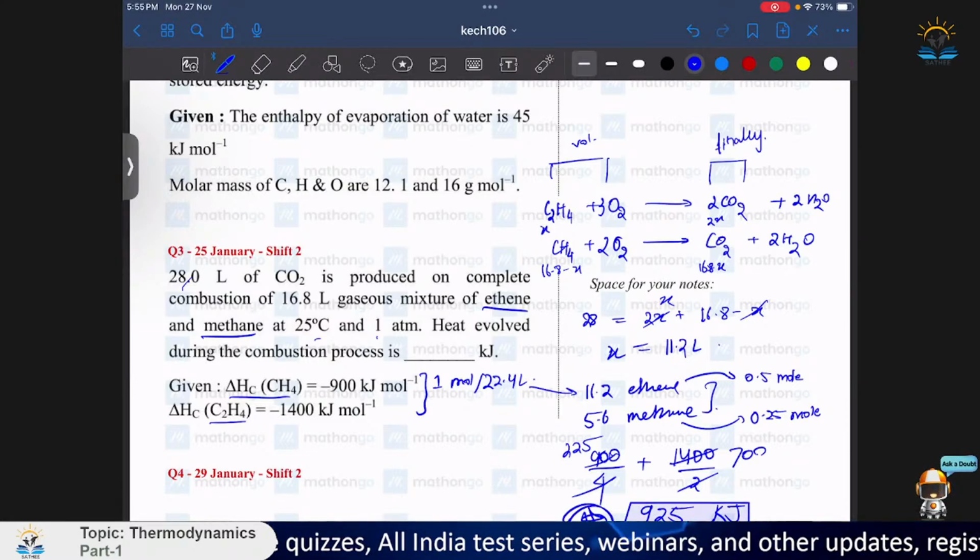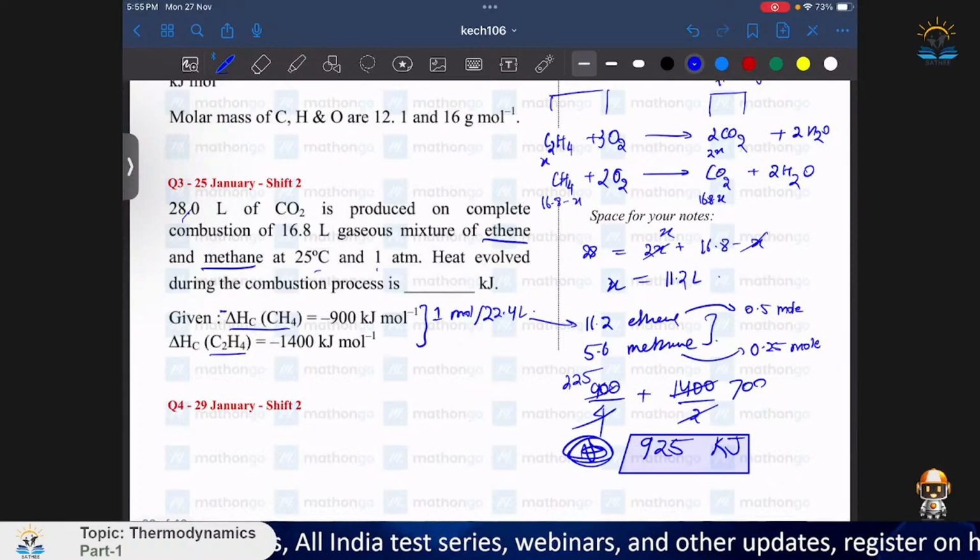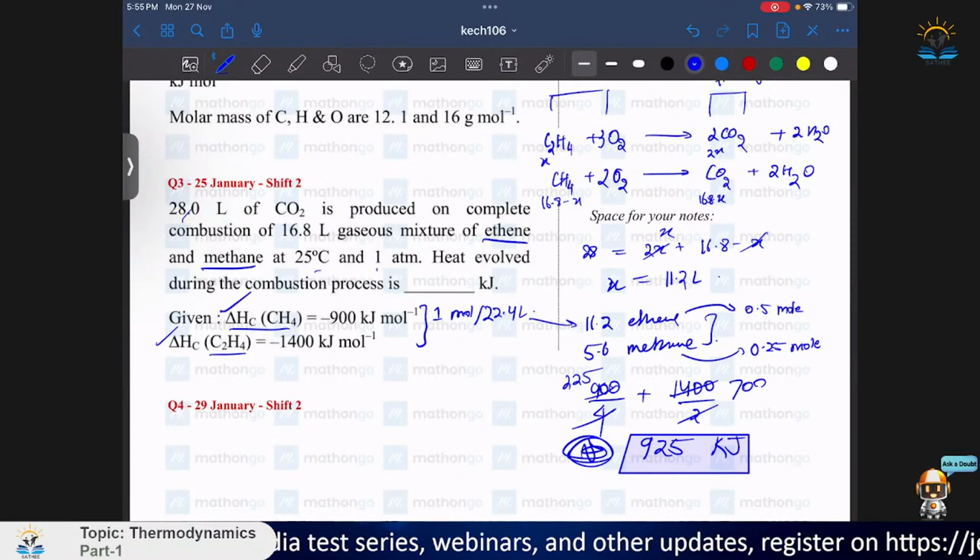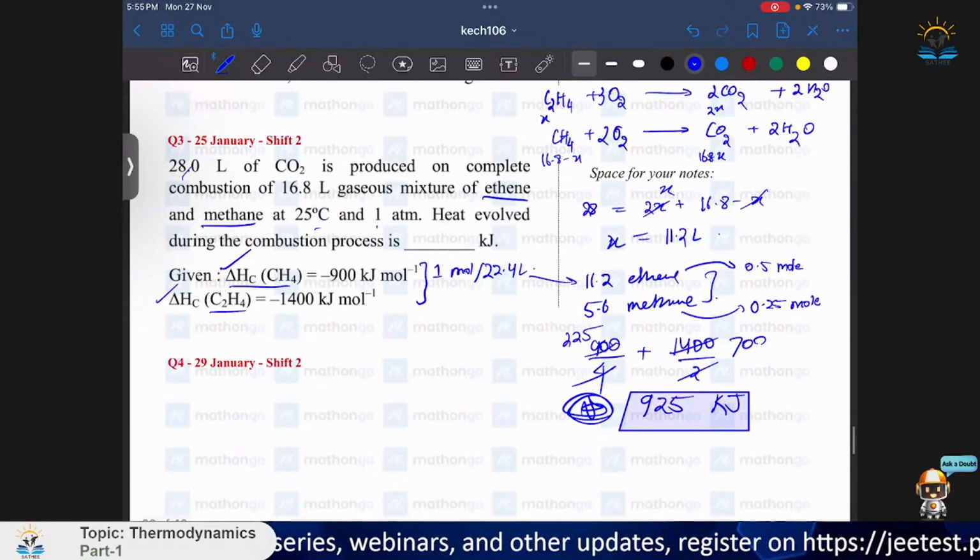That is the answer. So you need to find out the percentage composition, and using the heat of combustion equation, you can solve this question.